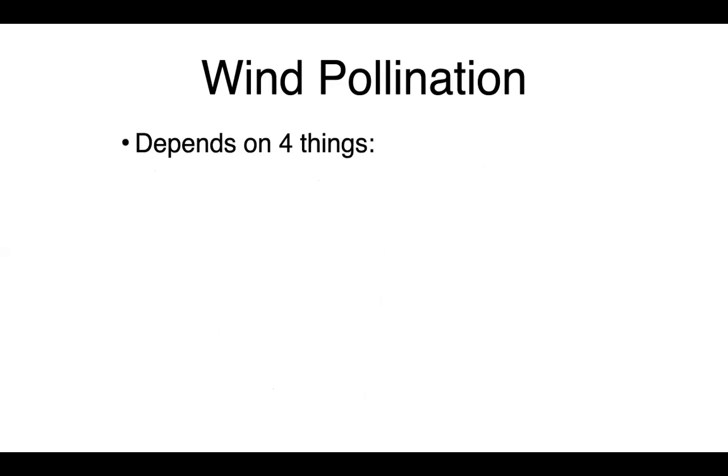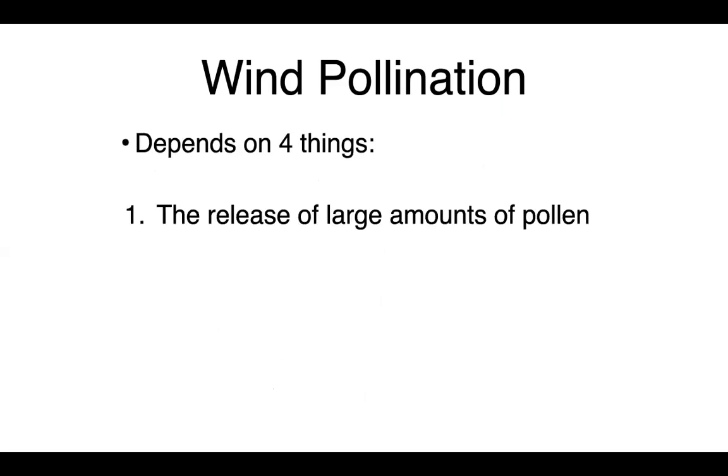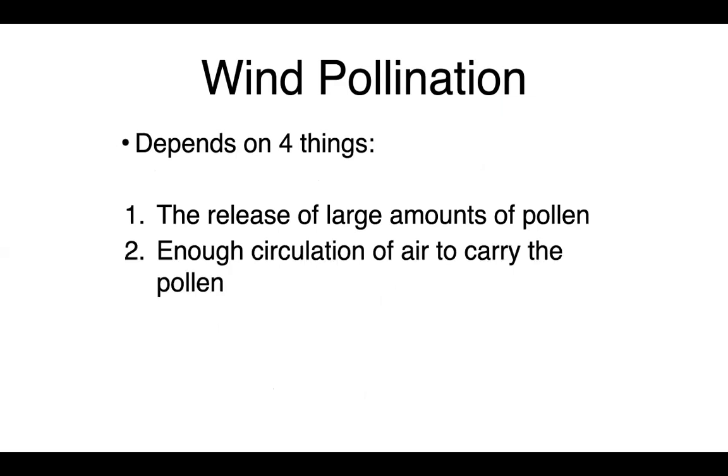Wind pollination is more complicated because it depends on the release of large amounts of pollen. So wind pollinated plants are going to produce much more pollen than animal pollinated plants. Not only must there be wind, but there has to be enough circulation of wind to carry the pollen. If you just have one gentle breeze that knocks the pollen off of the anther and it just falls right next to the plant, that's not helpful. It has to be able to carry the pollen to different plants.